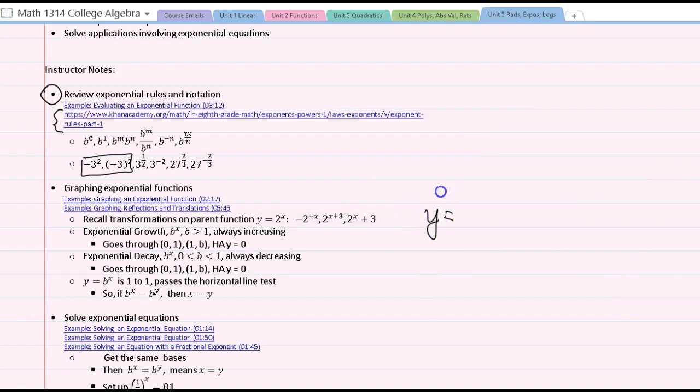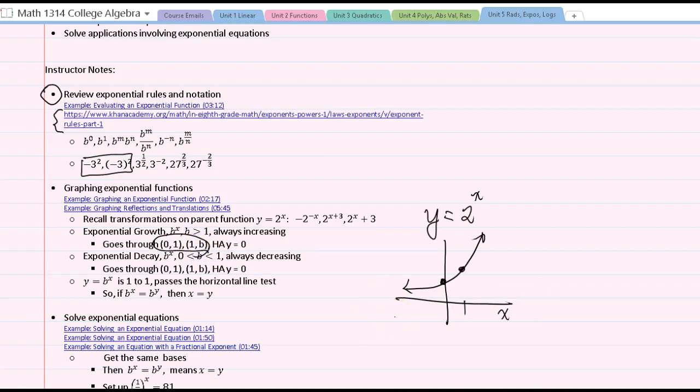If we have y equals 2 to the x, we can see that our parent function was continuously increasing and going all the way to infinity. We can see that it is exponential growth, because the y values are always getting bigger as the x values are getting bigger. Like I mentioned before, we know it goes through the point (0, 1). It also goes through the point (1, whatever our base is), in our case 2.